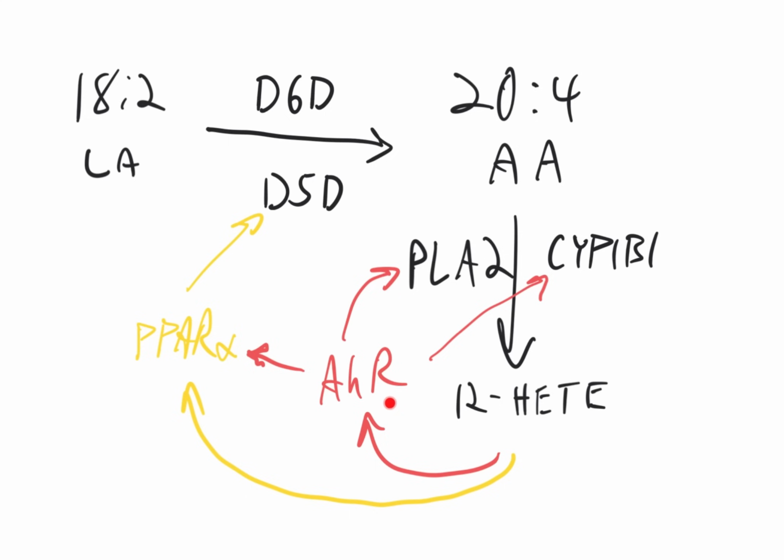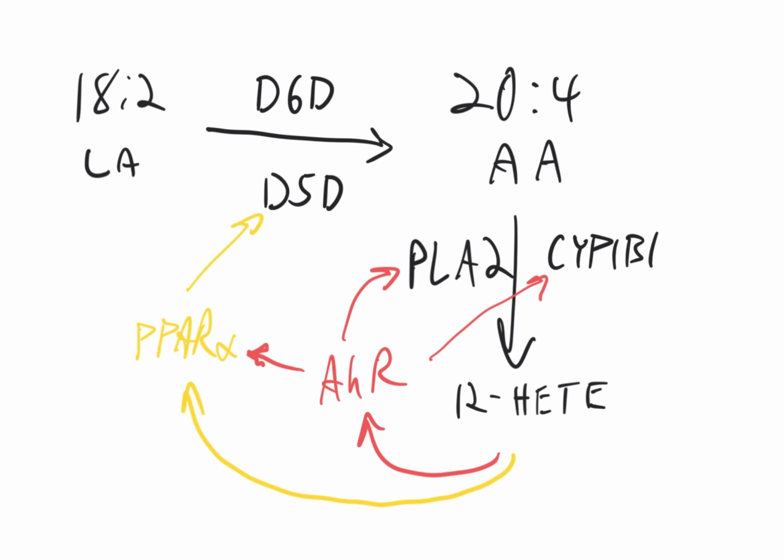The AHR controls the expression of PPAR alpha. PPAR alpha in turn controls the expression levels of D6D and D5D. So when 12 HETE is high, it activates the AHR, which activates PPAR alpha, which increases D6D, which creates more arachidonic acid, which is more likely to be cleaved by phospholipase and then converted by CYP1B1 back into 12 HETE, and we repeat the cycle.